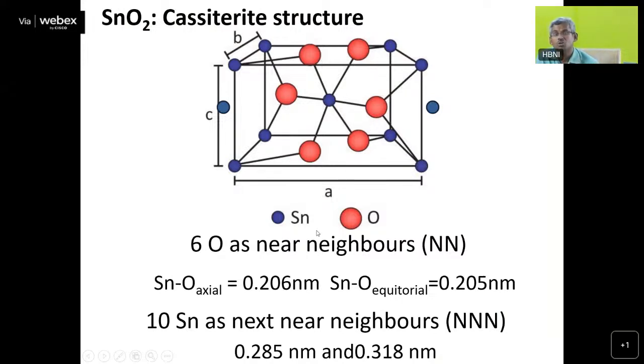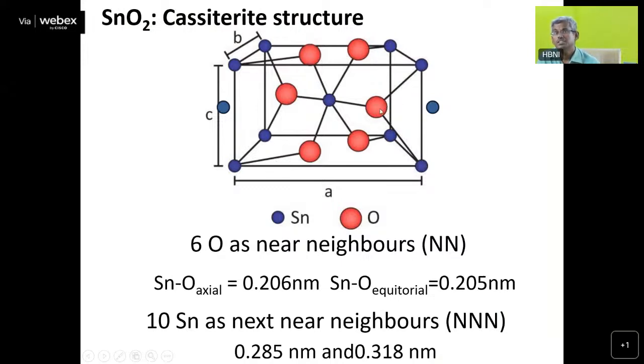These are called equatorial oxygens, whereas these are called axial oxygens. Axial oxygens and equatorial oxygens, their bond lengths are different. You see here, one is 0.206 nanometer, that is 2.06 angstrom, and another is 2.05 angstrom. Had it been the same, then we would have said it is a perfect octahedron. A perfect octahedron is nothing but a cubic system. Cubic symmetry is there, so we will get a very sharp line shape. Chemical anisotropy will be very small. But it is not a perfect octahedron. It is a distorted system. Tin oxide is a distorted octahedron.